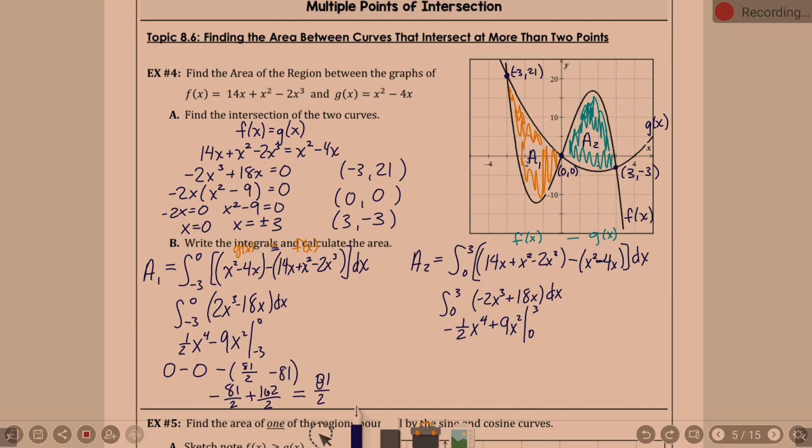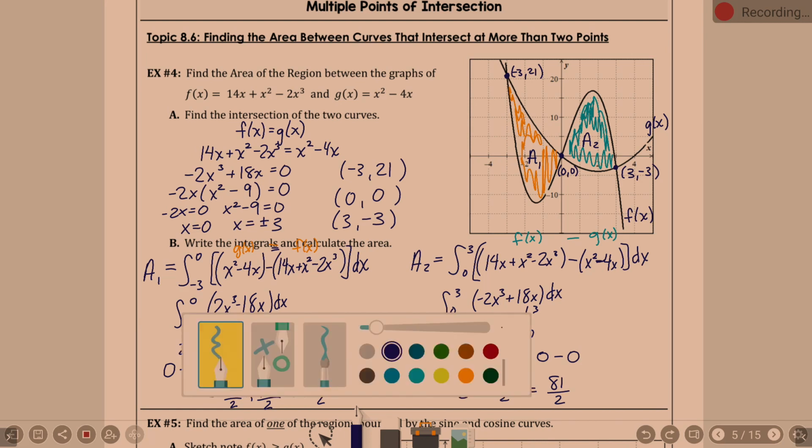3 to the fourth we already talked about is 81. So negative 81 halves plus 81 minus 0 minus 0. So negative 81 halves plus 81, or plus 162 halves, is 81 halves. They don't look the same, do they? Yeah, it's positive 81.